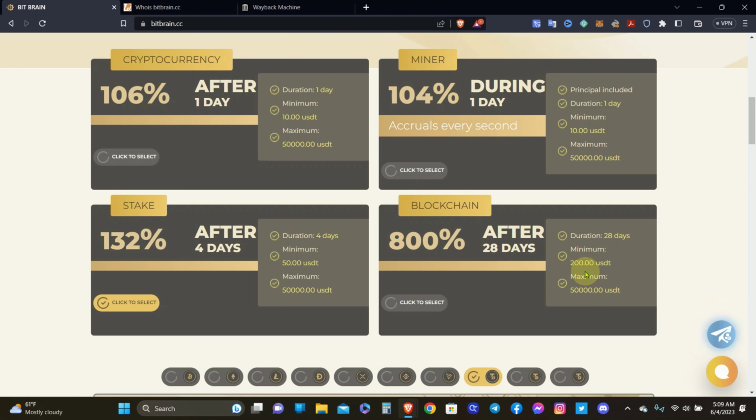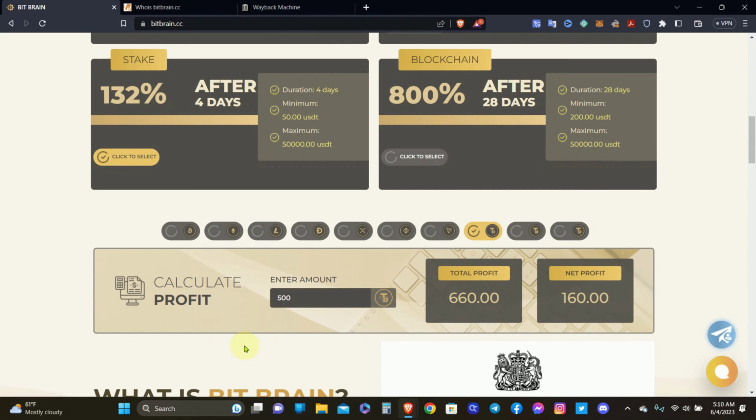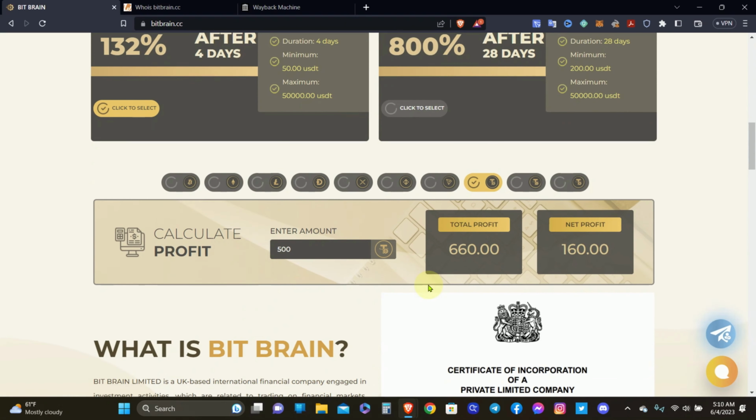Duration is 28 days. You got a minimum here of 200 USDT and a maximum of also 50,000 USDT. So, all of them have a maximum deposit of 50,000 USDT and all of them offer at least 104% ROI on your investment after at least 1 day. Okay? And so you can come down here, got a profit calculator. So for instance, if you put in, let's say, 2,000 right here, it's going to show you what your total profit would be. This is your net profit, so you're supposed to get your investment back plus the net profit.